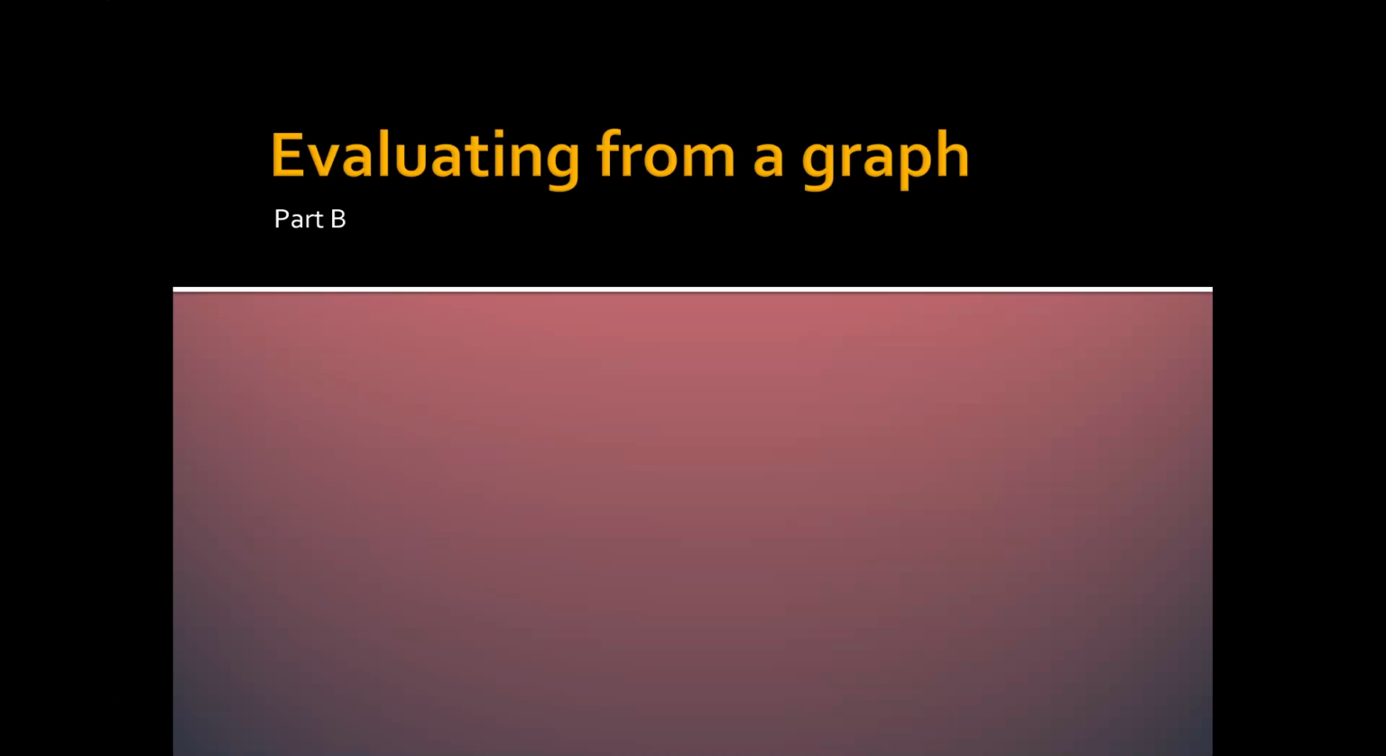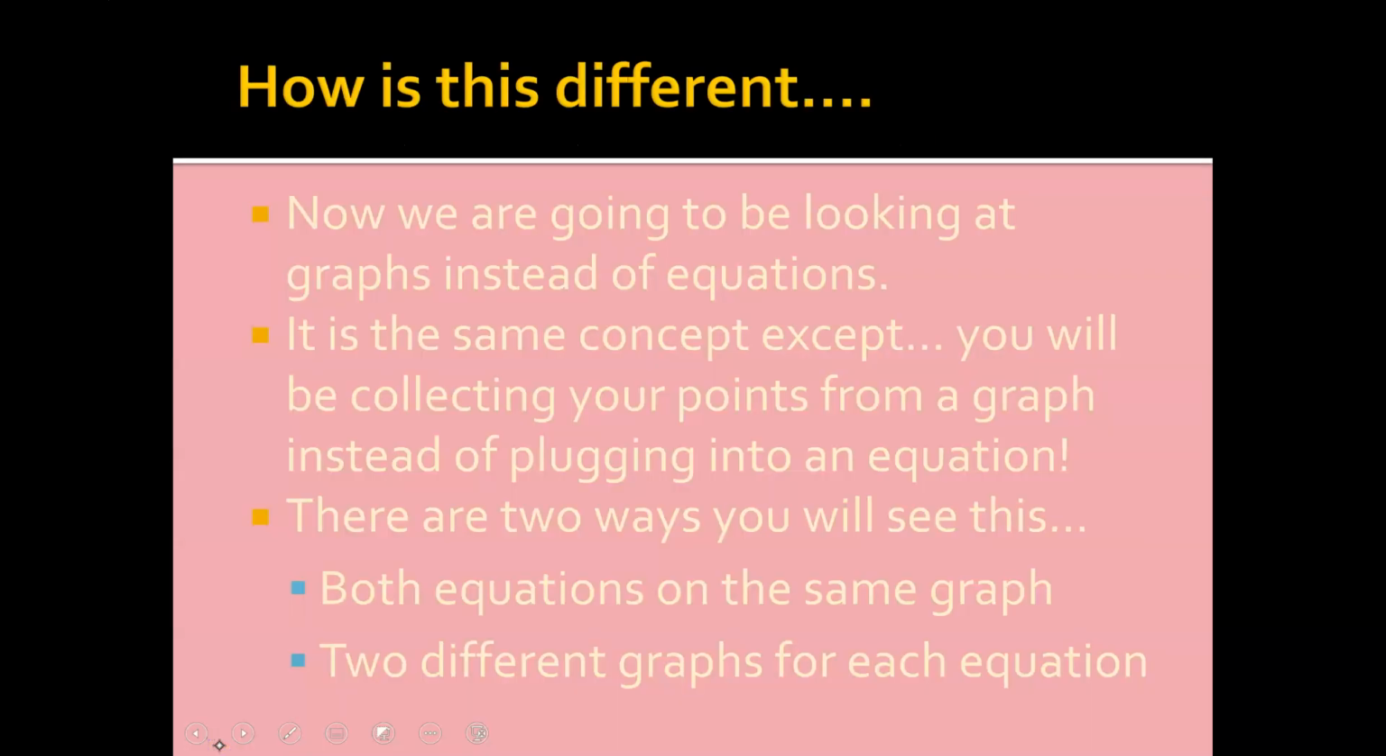All right, so we've already learned how to evaluate composition of functions given two functions. So now we're going to evaluate composition of functions from two graphs. It's the same concept, except you're not plugging into an equation, you're getting your answer from a graph. It's just like reading a graph and trying to get your points. So now we're going to be looking at graphs instead of equations. It's the same concept, except we're collecting points from a graph instead of plugging into an equation.